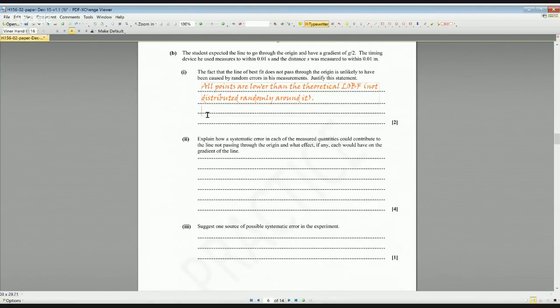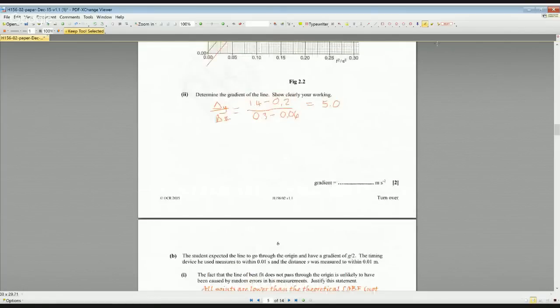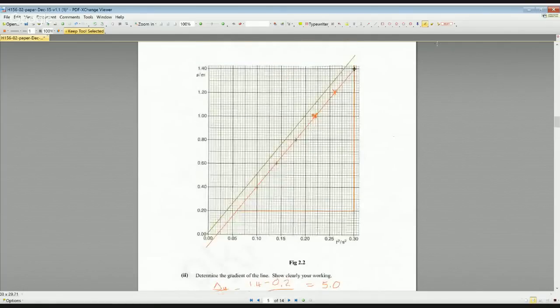But there's another reason as well, and it took me a while to understand what the mark scheme said when I was reading this earlier. We know that the timing device was to within 0.01 seconds, and the distance was to within 0.01 meters. The mark scheme refers to range bars, and that's a little bit confusing because there are no range bars in the graph. But you can add range bars because you know the uncertainties in the measurements. If every distance was actually potentially, because it was only measured to the nearest 0.01 meters, every distance could potentially be 0.01 higher.